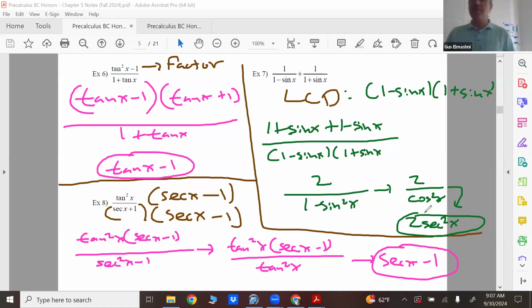Number 6 is kind of simple. That's the difference of two squares. So hopefully you got that pretty quickly. And the 1 plus tan x expressions cancel, and we have tan x minus 1.